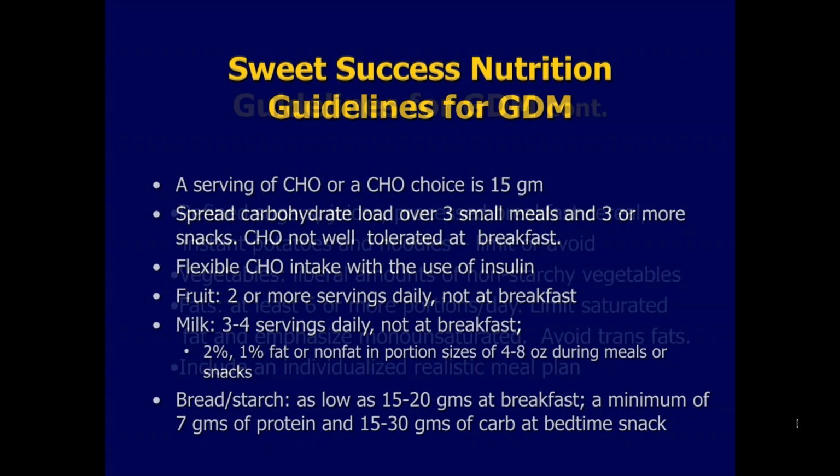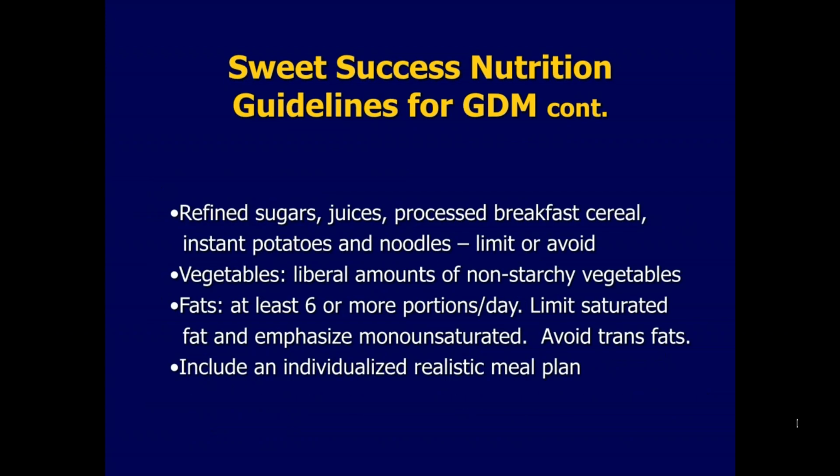Now, refined sugars. You're looking at juices, processed breakfast cereal, instant potatoes and noodles. Anything that you think about as instant should be avoided. When you see instant, it means it's pre-digested, it's into thin flakes, and it's ready to go. It's normally a high glycemic index food, so you want to try to limit or avoid that. Everything you look at has to be whole wheat, whole grain. In very simple terms, everything brown is better than everything white.